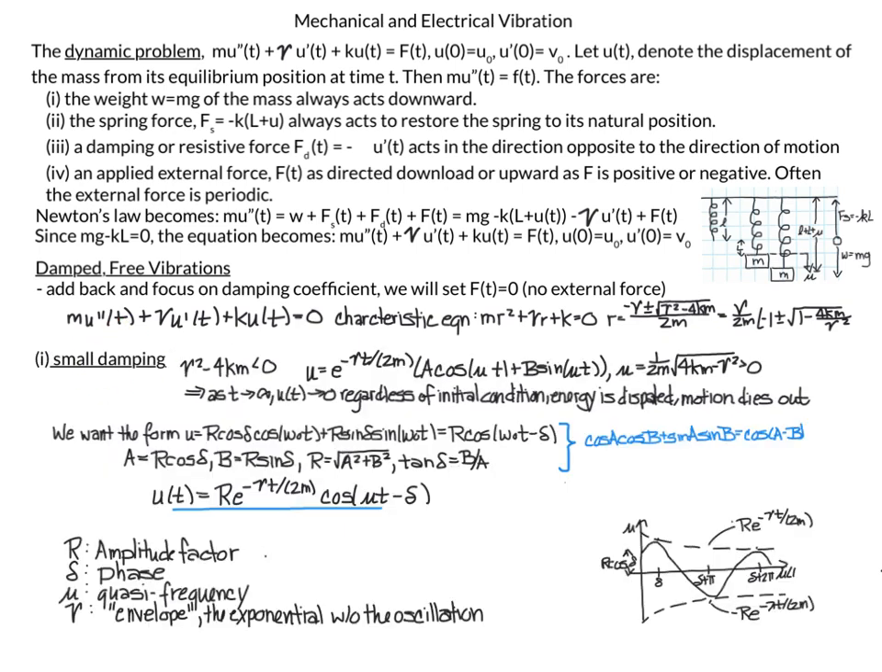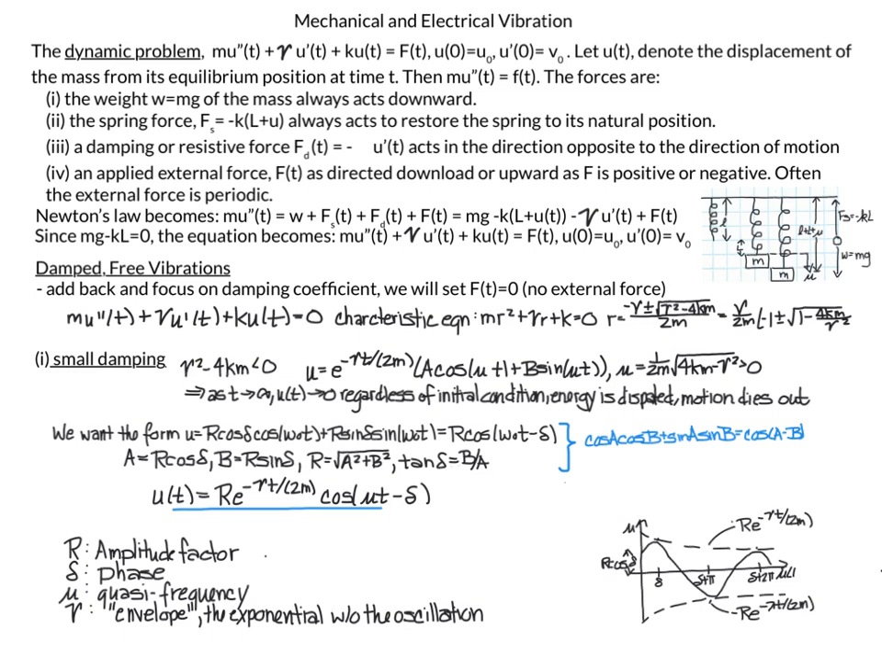We will start with small damping, and that's when what's underneath the square root, this gamma squared minus 4km, is less than 0. So we have imaginary roots, which gives us this cosine sine kind of solution. And we also have the e to the minus gamma t over 2m multiplying our cosine sine. To analyze this, we want to put this in the form of r cosine of omega t minus delta, because that allows us to read off an amplitude, a frequency, and a phase.